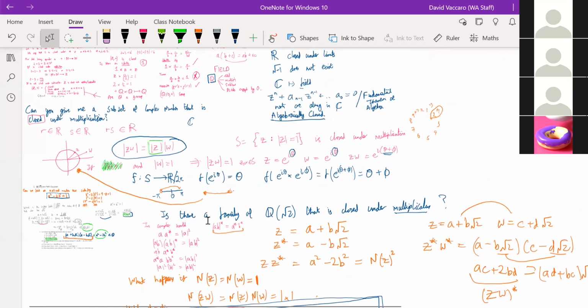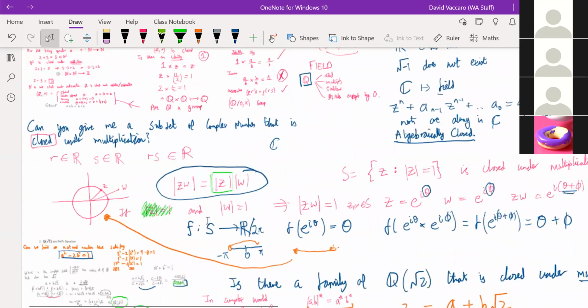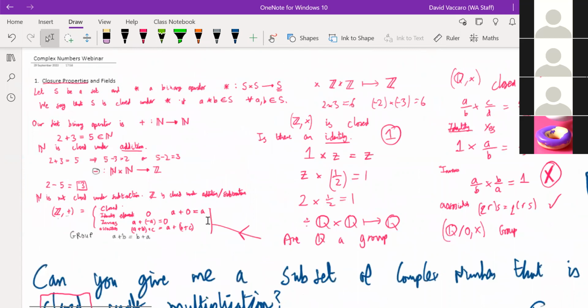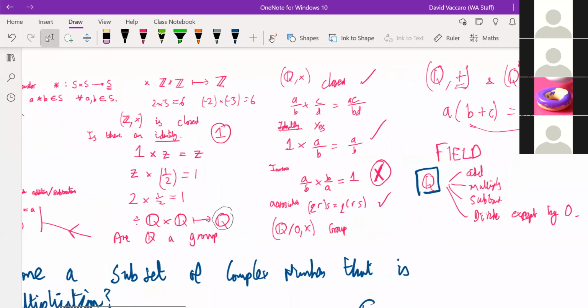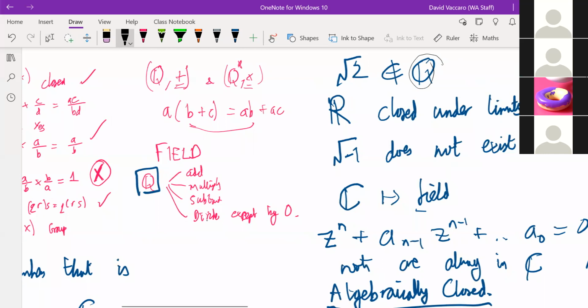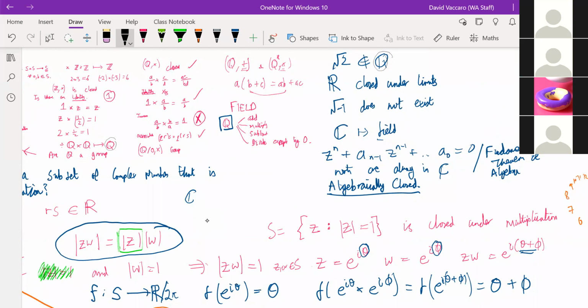But my intention with this early bit of the webinar was to zoom in on mathematical structures, so fields, looking at closure properties, looking at how your mathematical journey of going from natural numbers to integers, to rationals, to complex numbers gives more and more closure properties, finishing with the complex numbers, which is a field which is algebraically closed. So it gives you, in some sense, all the numbers that you need.